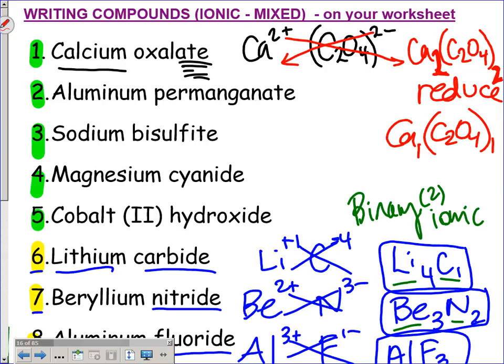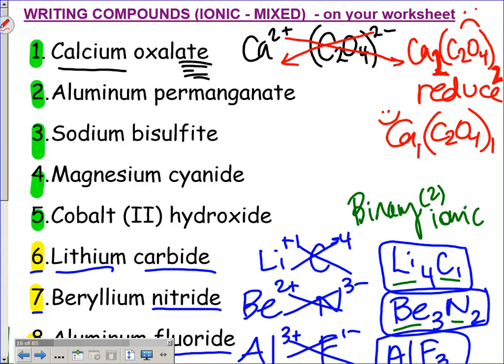We call that calcium oxalate still. This is calcium oxalate, this is calcium oxalate. This is the non-reduced version. Not the best way to write it. We always have to reduce ionics as best we can. But this is what the polyatomic ion oxalate should be, so I'm not touching that. It's exactly the way it should be written. All right, let's do that again.